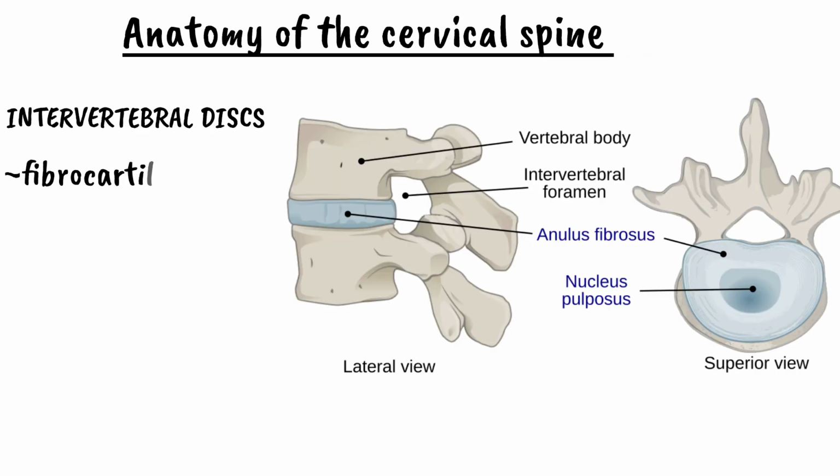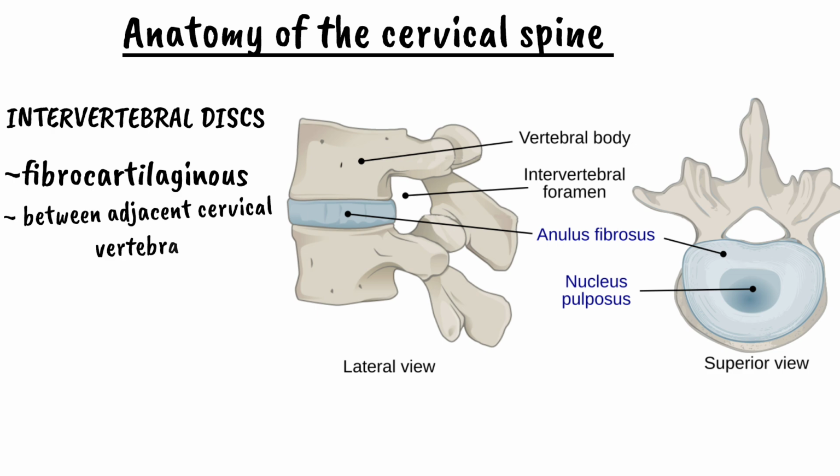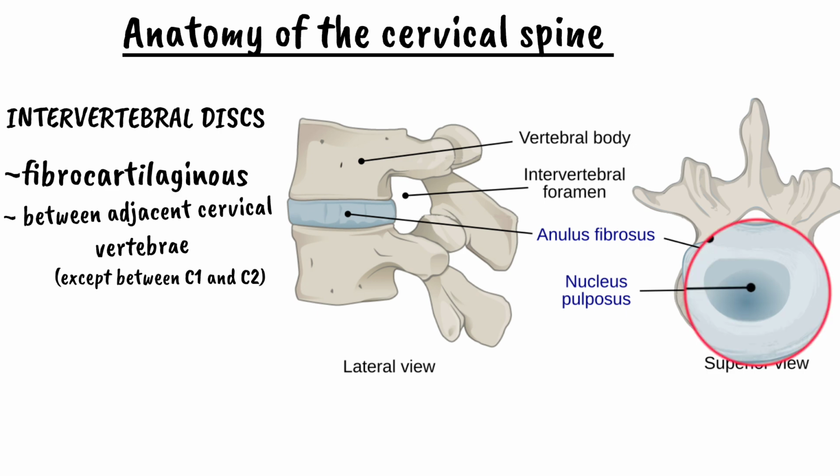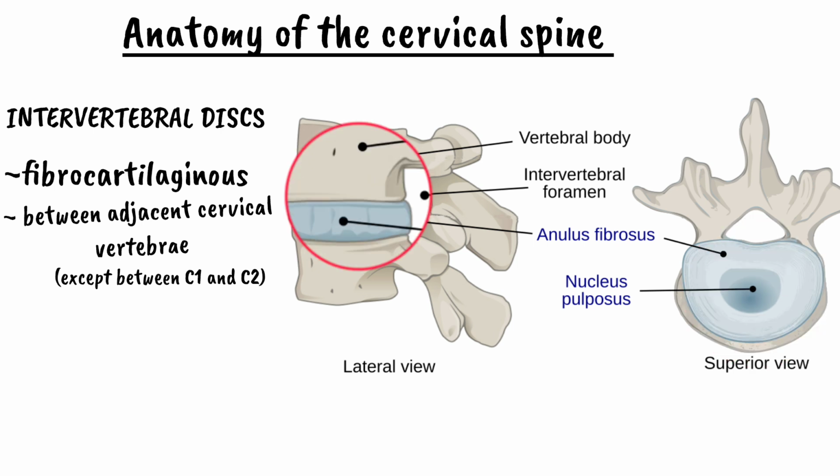Intervertebral discs are fibrocartilaginous structures located between adjacent cervical vertebrae, except between C1 and C2. These discs consist of the nucleus pulposus, a gel-like core that absorbs shock and distributes pressure, and the annulus fibrosus, a tough outer layer of concentric fibrocartilage rings that provides structural integrity. The intervertebral discs allow flexibility and cushioning, preventing excessive stress on the vertebrae.